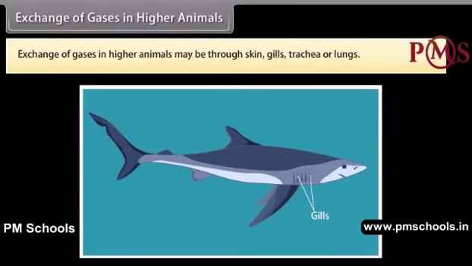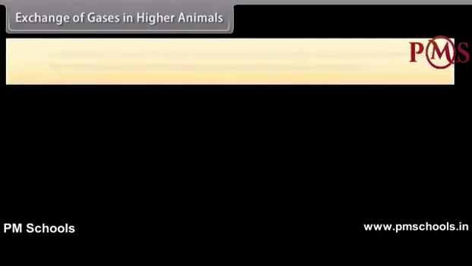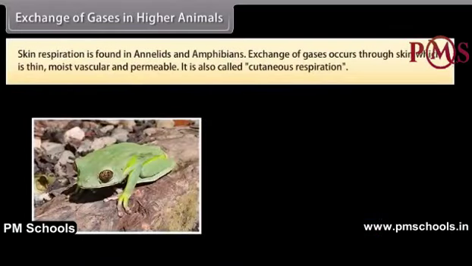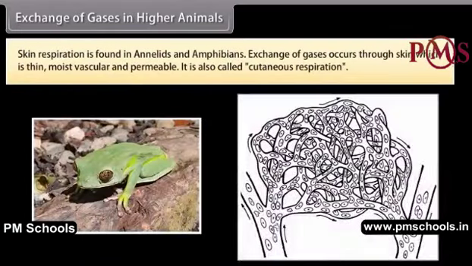Exchange of gases in higher animals may be through skin, gills, trachea, or lungs. Skin respiration is found in annelids and amphibians. Exchange of gases occurs through skin which is thin, moist, vascular, and permeable. It is also called cutaneous respiration.